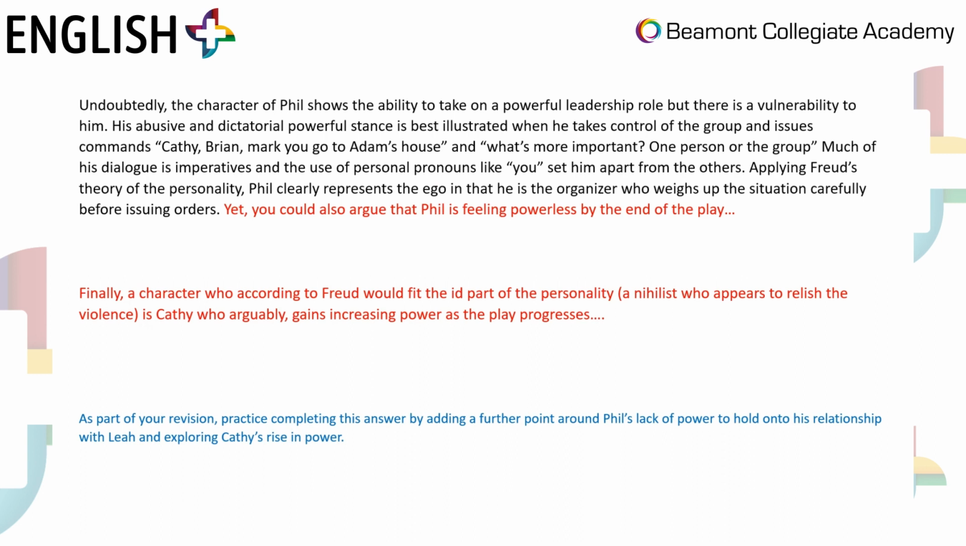Now, what I'd like you to do there is pick this answer up and look at the other side of Phil, where he's powerless at the end. And then, that final paragraph, focus on Kathy. Finally, a character who, according to Freud, would fit the id part of the personality. A nihilist who appears to relish violence is Kathy, who arguably gains increasing power as the play progresses. And look at Kathy there.